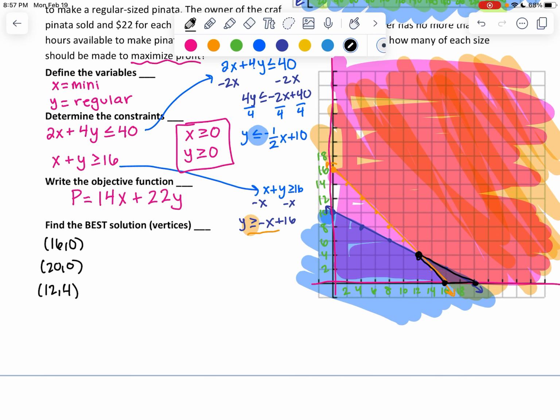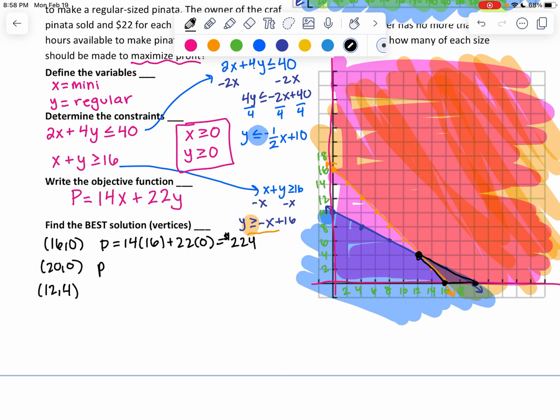So let's plug these in and find which of these points will maximize the crafter's profit. P equals 14 times 16 plus 22 times 0. Now this would represent making 16 mini piñatas and no regular size piñatas. And if he did that, he would make $224.